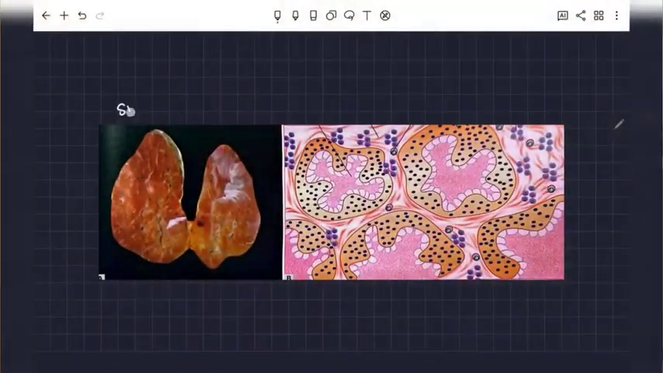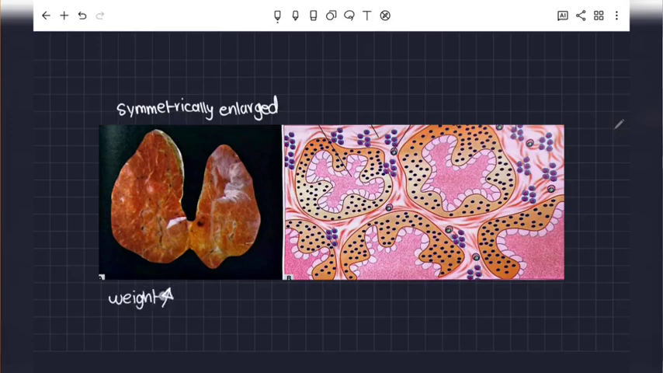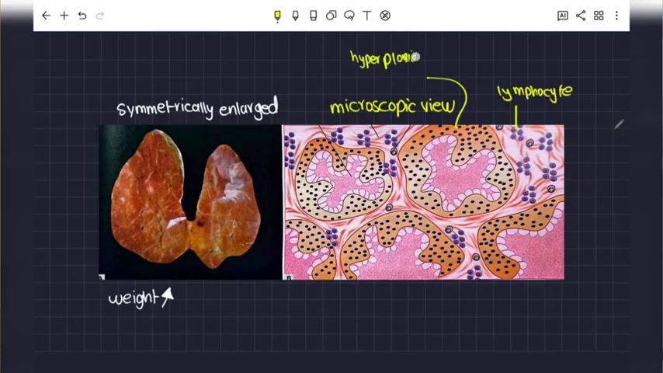Now let's talk about morphology. In this picture, you can see that the thyroid gland is symmetrically enlarged due to diffuse hypertrophy and hyperplasia of thyroid follicular epithelial cells. The weight of the gland has increased, and in the cut section, it appears soft and meaty, resembling normal muscle. In this microscopic view, thyroid follicles are seen with crowding of epithelial cells, which are tall and more crowded than in a normal gland.